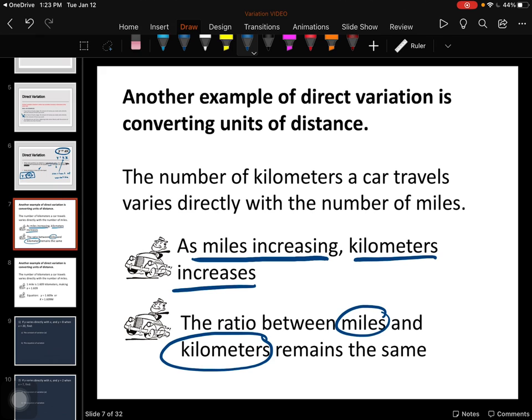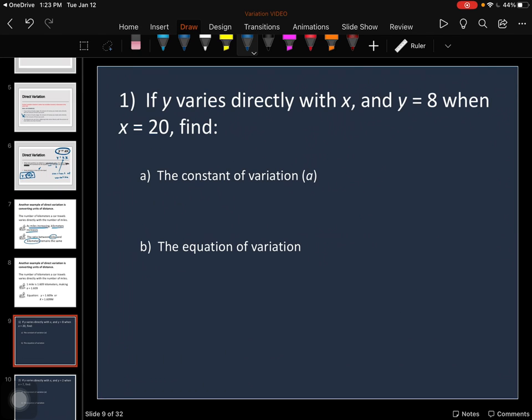Another example, actually I'm going to show you one where there's no context first, just so we can see how these go. So it says, if y varies directly with x, and y equals 8 when x equals 20, find. The first thing we need to find is the constant of variation. I told you it can be a, or it could be k. So I want to write out that formula first that I said we always use for direct variation.